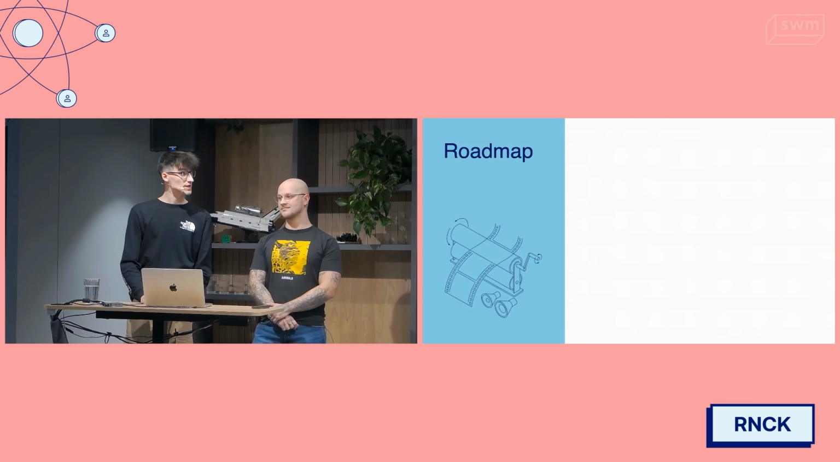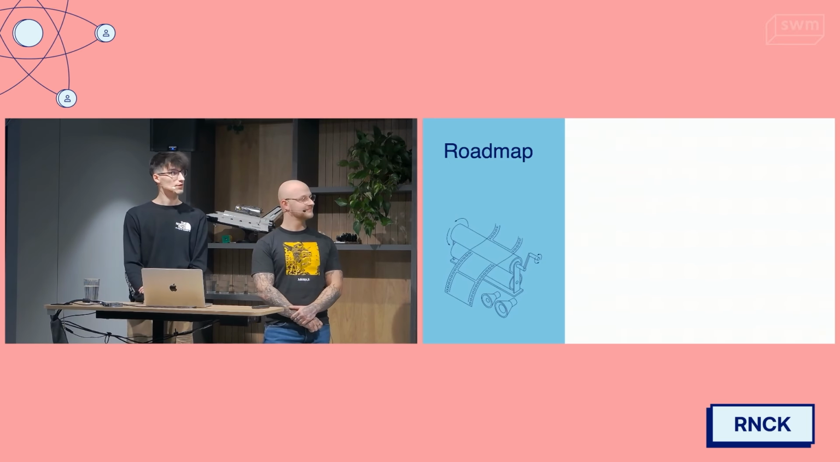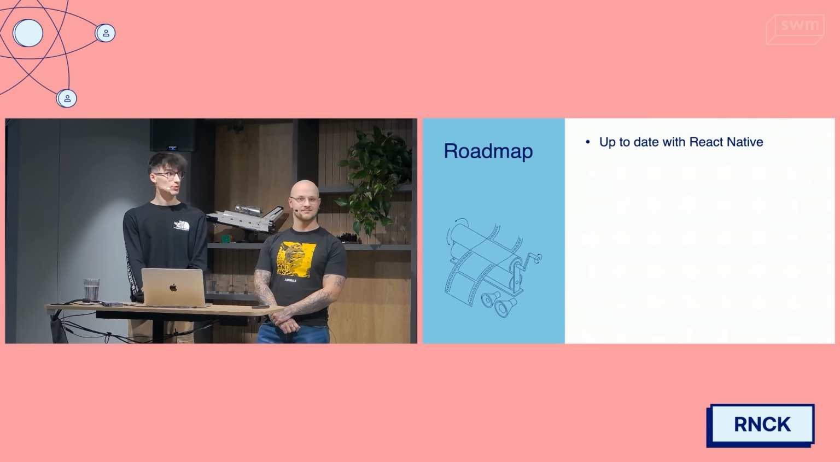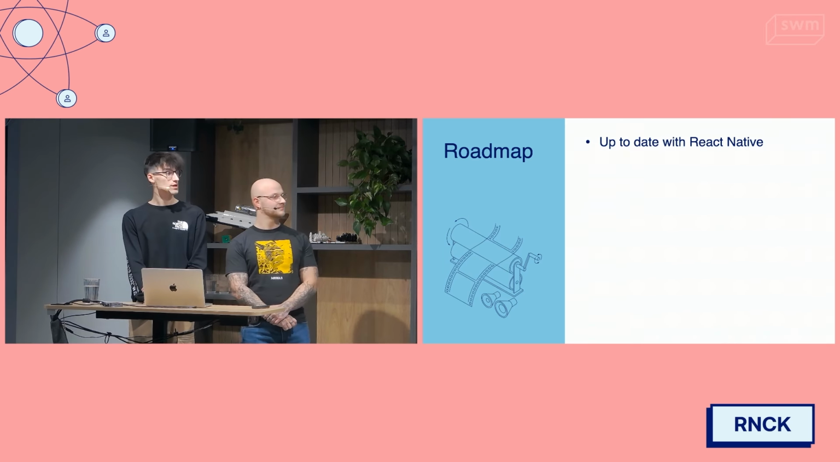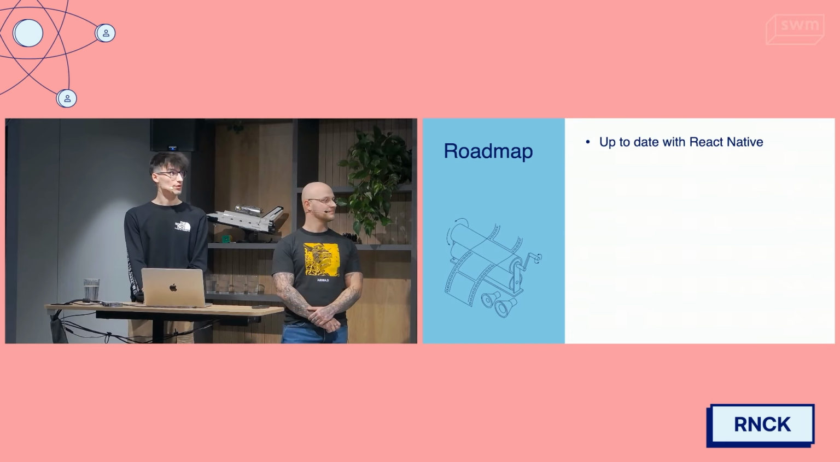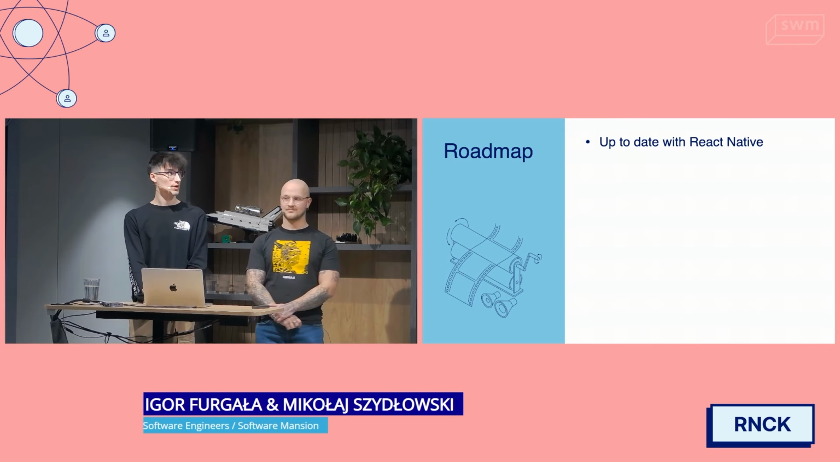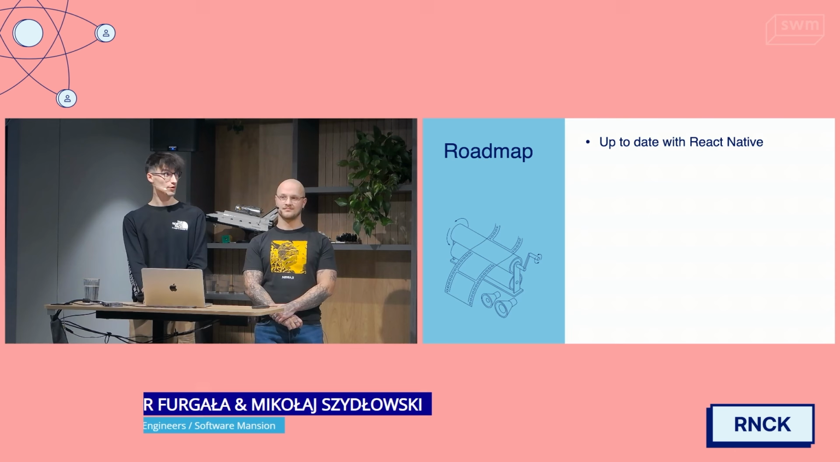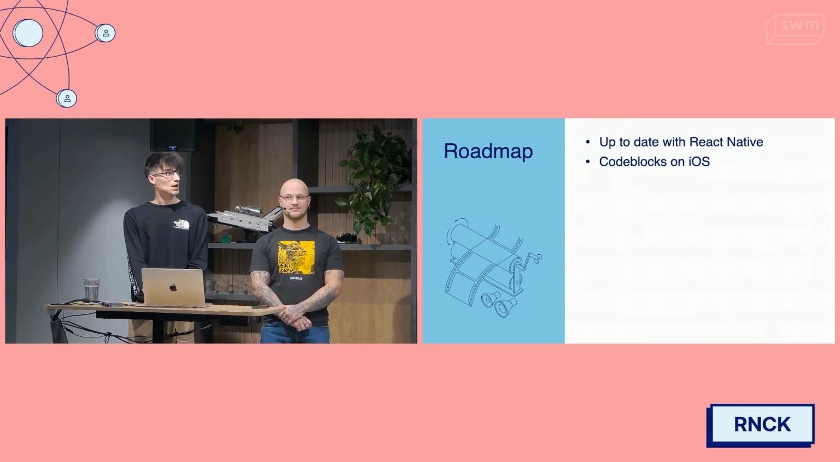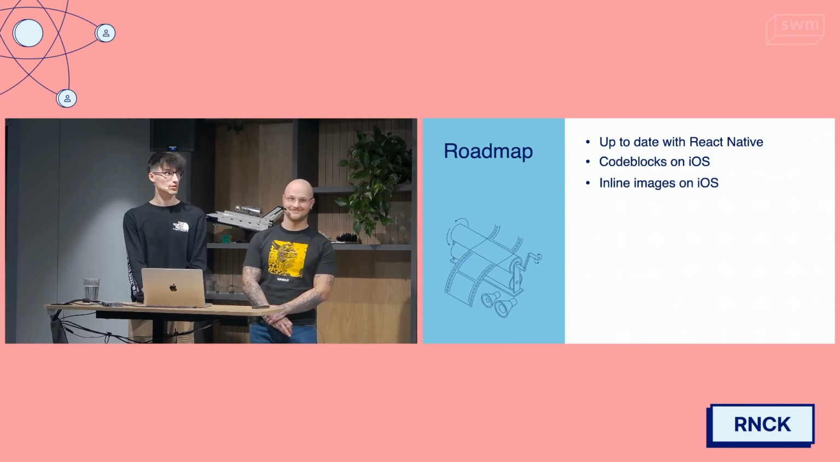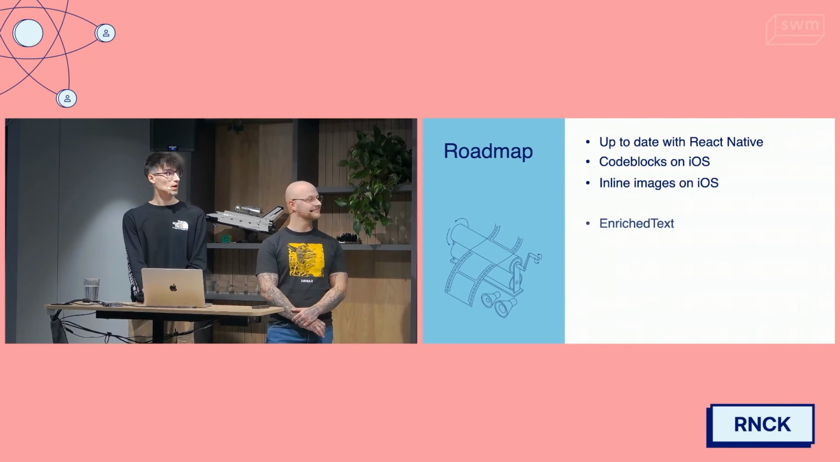Yeah, so let's see how the future of React Native Enriched looks. Our main goal is to be up to date with the most recent React Native versions. Last week we've added support for React Native 82, meaning that right now we support the latest 4 versions. Code blocks and inline images. As for now, they are implemented only on Android, so we plan to implement them on iOS too.